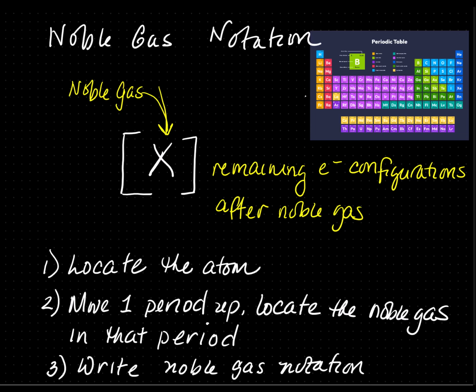First thing we do is locate the atom on the periodic table. We move one period up and locate the noble gas in that period. We write the symbol of the noble gas in brackets and then the remaining electron configuration after the noble gas.